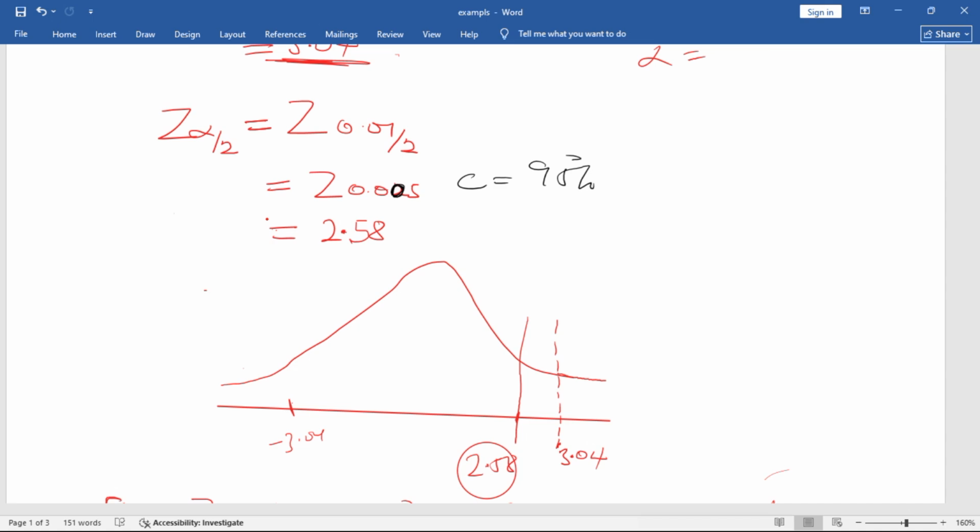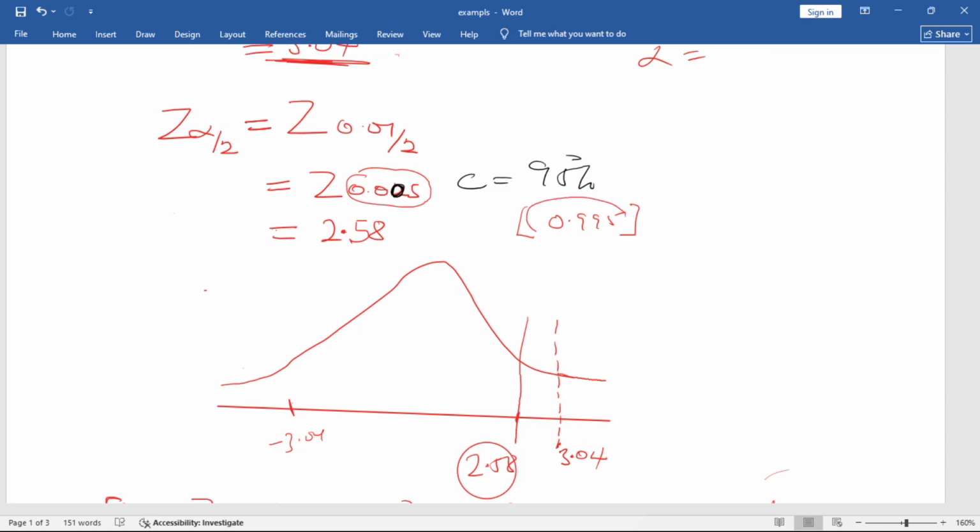So when you divide it by 2, you are going to get z subscript 0.005, right? So you are going to locate 0.005 from our table. Since it is in the negative table, we are going to subtract 1 from it. So when you subtract 1 from it, you are going to get 0.995.